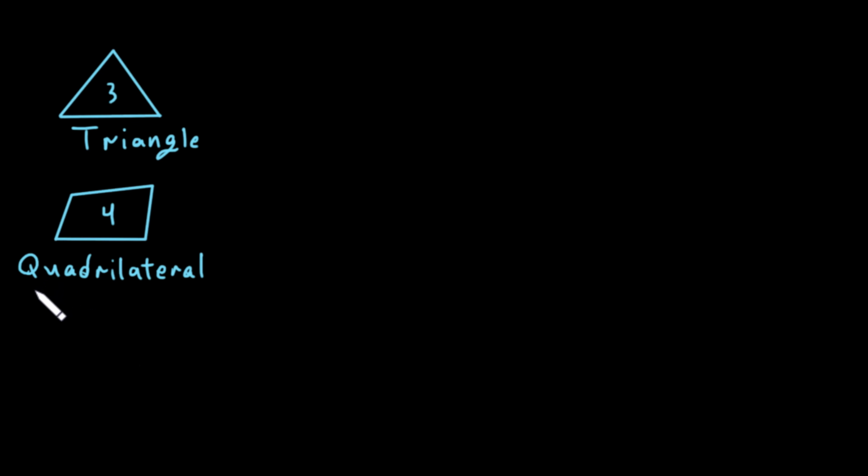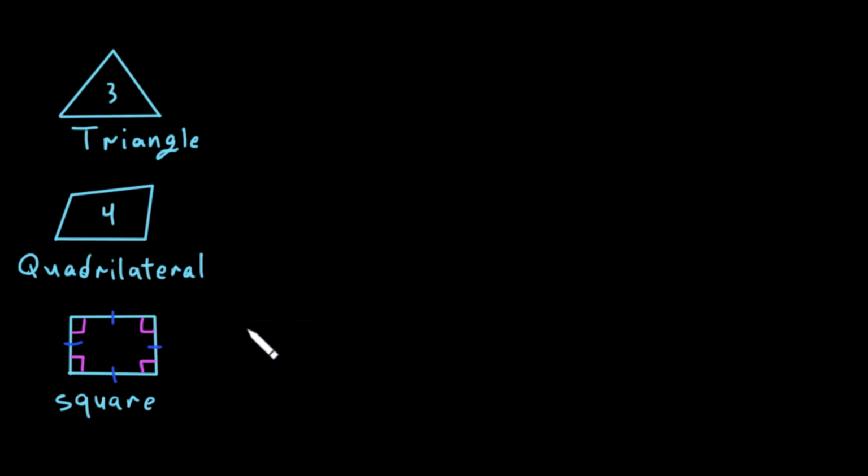Here are some common quadrilateral polygons, like a square, which looks like this. It has four right angles. Each angle is 90 degrees and the sides are equal. So a square has four equal sides and four right angles. So this shape is called a square.